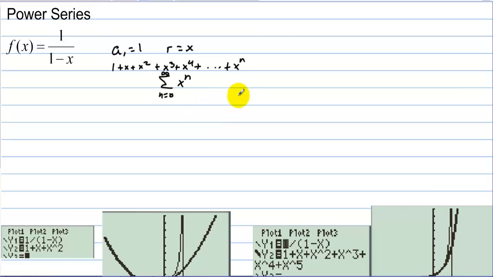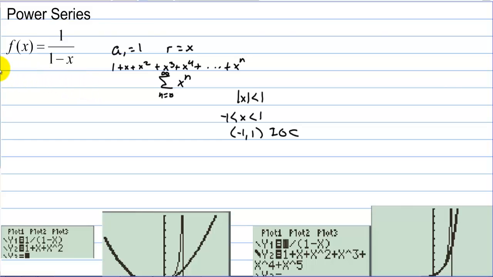Now we know from the geometric series that the absolute value of x has to be less than 1 in order for this to converge. So negative 1 is less than x is less than 1. And so the interval of convergence is negative 1 to 1. That's your interval of convergence.